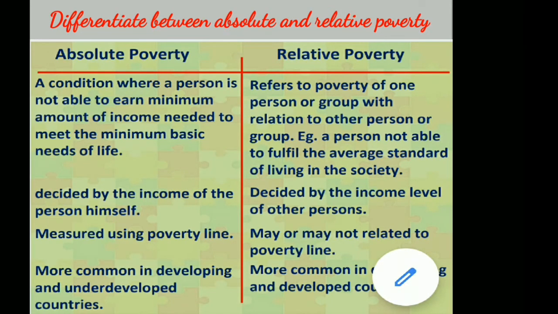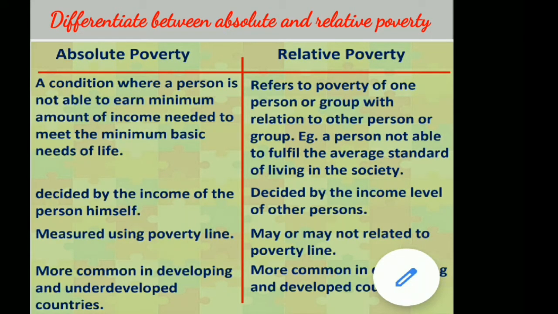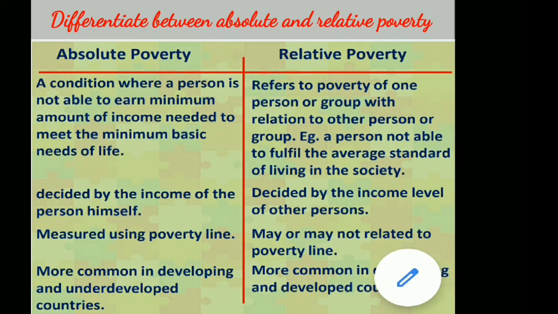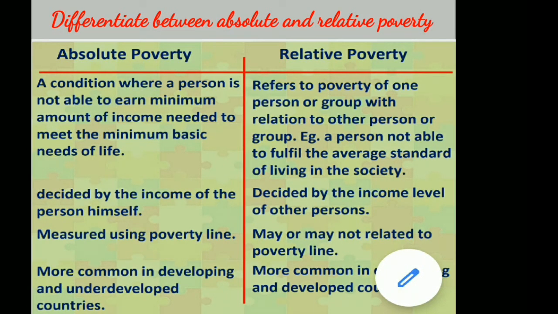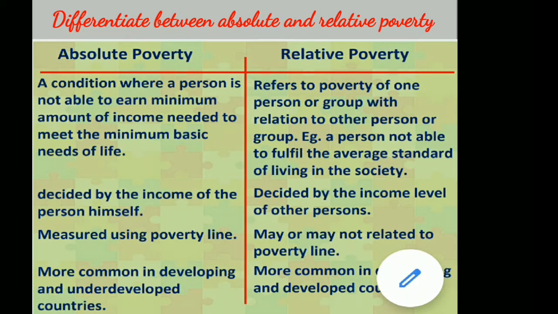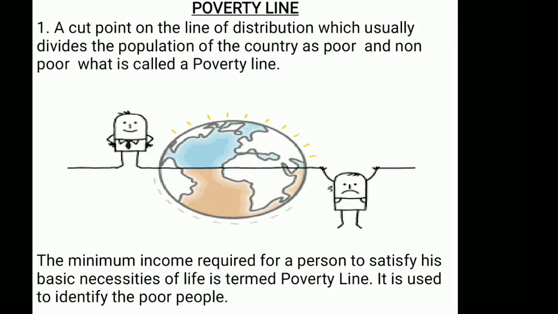Absolute poverty is decided by the income of the person himself, but relative poverty is decided by the income level of other persons. Absolute poverty is measured through the poverty line, but relative poverty may or may not be related to the poverty line. Developing and underdeveloped countries more commonly face absolute poverty, but relative poverty is commonly faced by developing and developed countries. Now we are going to see another term, poverty line.